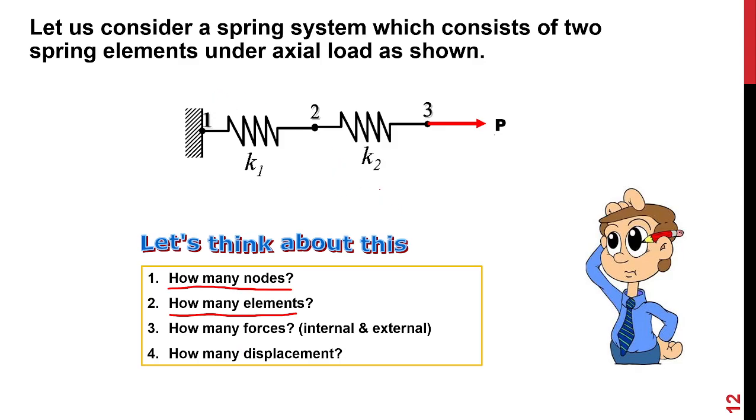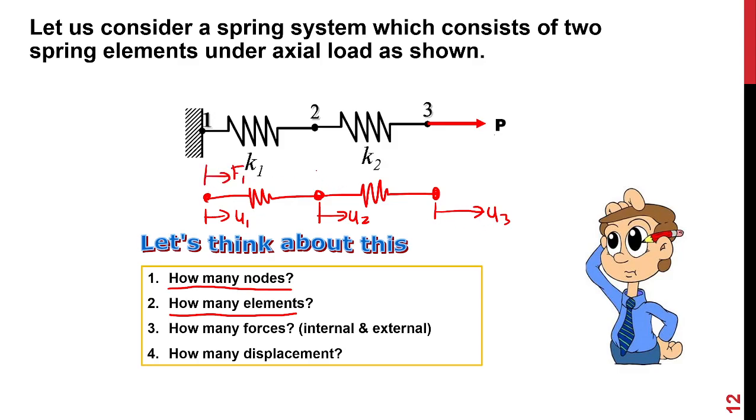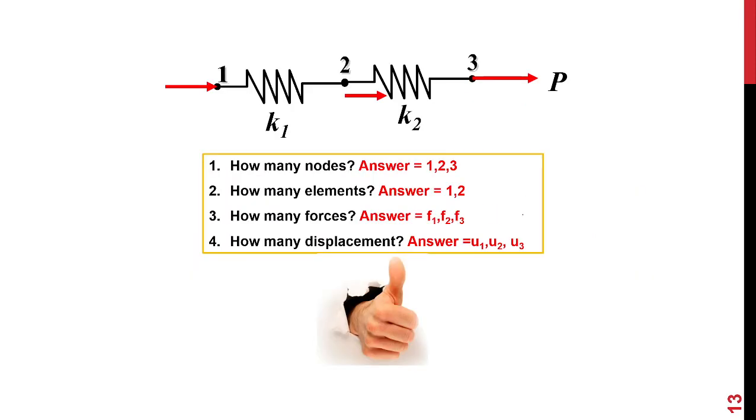So, kalau kita lukis ni elok-elok, dia akan jadi macam ni. Dia akan ada U1, U2, U3, F1, F2, F3. Dan ada satu lagi external force. Then displacement U1, U2, U3.